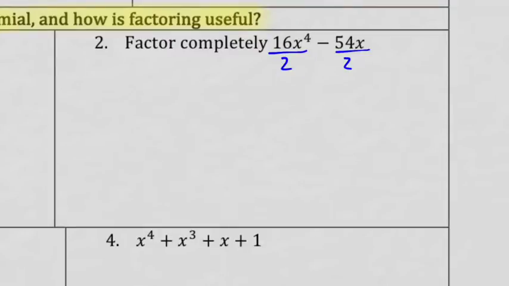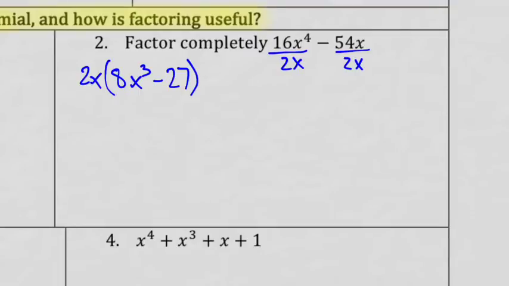Not just 2 though, look at the x's. They both have x. How many can I factor out? Just one of them, right? If they both have it, factor out the smallest amount, the one that has the smallest exponent. So 2x is what my GCF is. We're going to factor out 2x, leaving me with, let's divide. 16 divided by 2 is 8. x to the fourth divided by x, that means subtract the exponent, so that's x cubed. Minus 54 divided by 2 is 27. And x divided by x cancels, so that's what I have left.